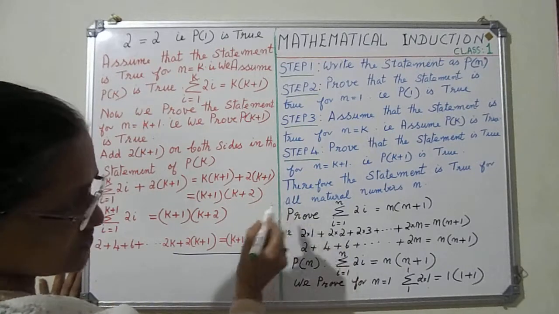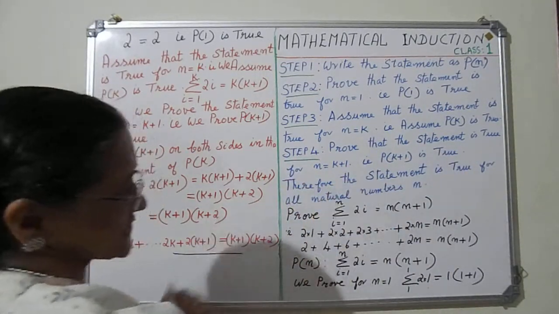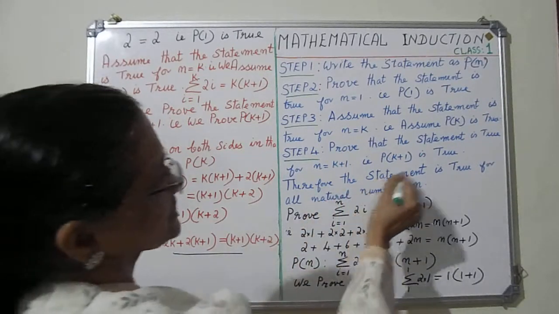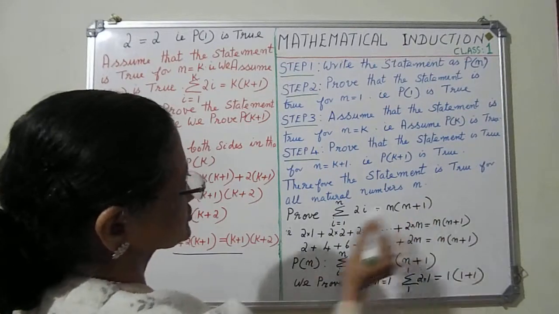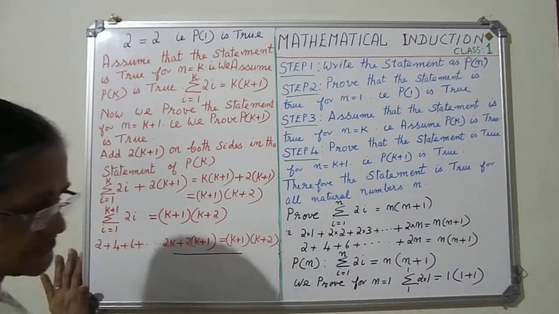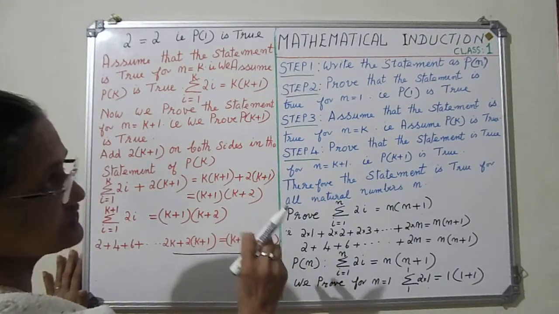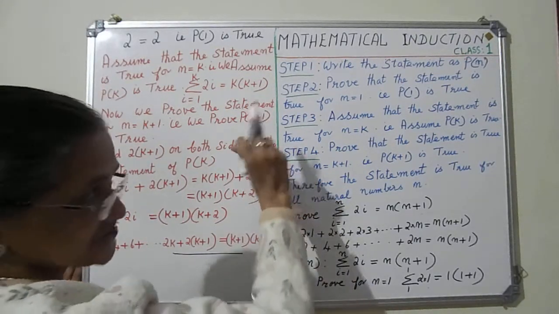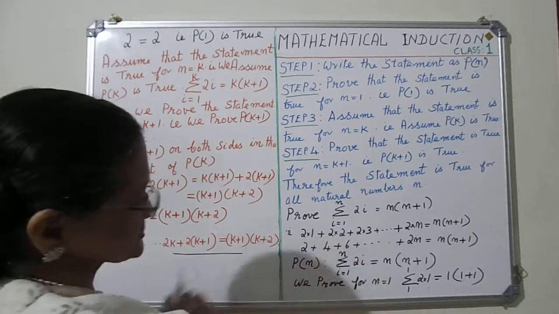Step number 4. Prove that the statement is true for n equal to k plus 1. That is, P of k plus 1 is true. Therefore, the statement is true for all natural numbers. This is the step-by-step procedure to prove a mathematical statement by the principle of mathematical induction. Now let us see a question.